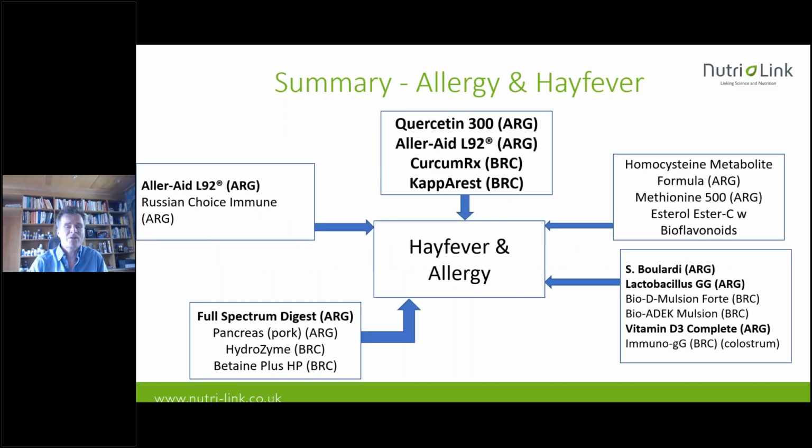So here, what I've done is I've highlighted my favorite choices for reducing inflammation and helping allergy and hay fever. You can see the ones I've highlighted there: the Quercetin 300, the Allergies L92, the Curcuma RX, the Kappa S. Again, I might use one or two of those only at any one time. Full Spectrum Digest to break down food, and the Espelate and Lacto GG, hugely well documented probiotic yeast and bacteria. And the Vitamin D3 Complete, something I use extensively and frequently, is the combination of vitamins A, D, E, and K. So I use that.